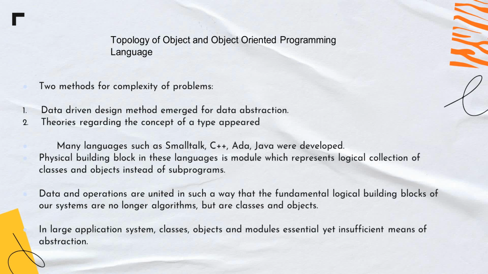The physical building block in these languages is the module, which represents a logical collection of classes and objects instead of subprograms. Data and operations are united in such a way that the fundamental logical building blocks of our system are no longer algorithms but are classes and objects. In large application systems, classes, objects and modules are essential yet insufficient means of abstraction.